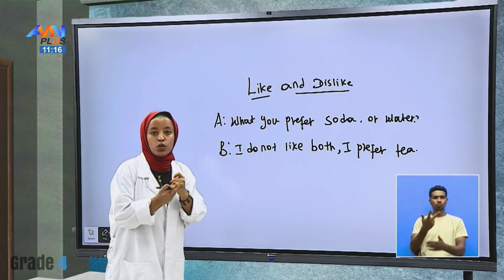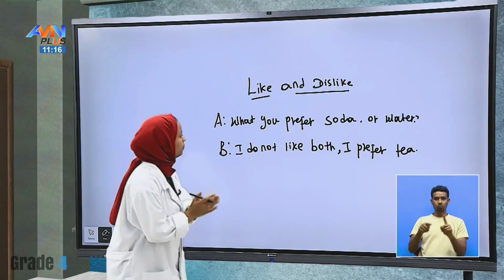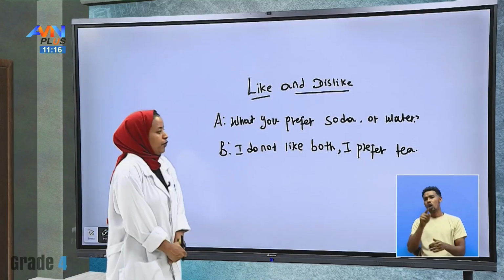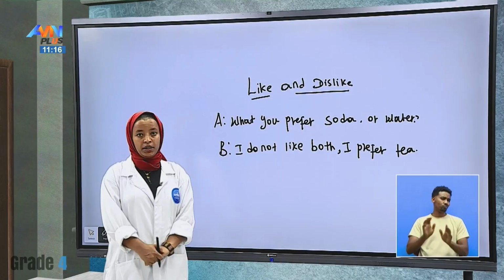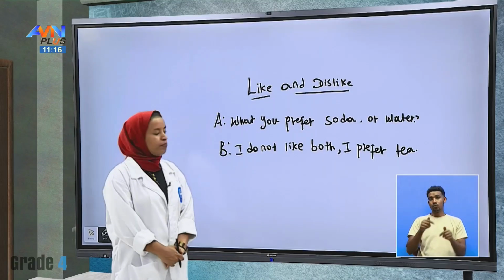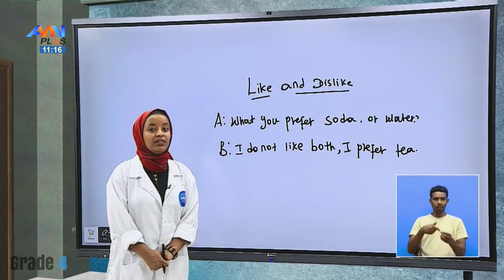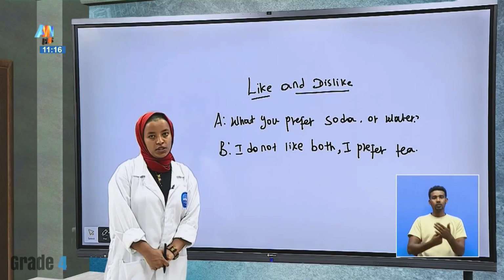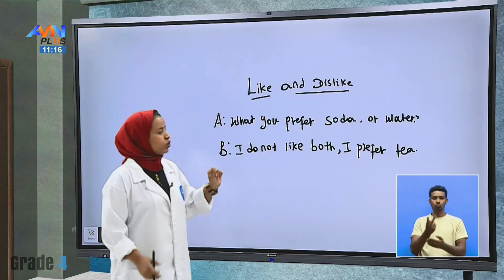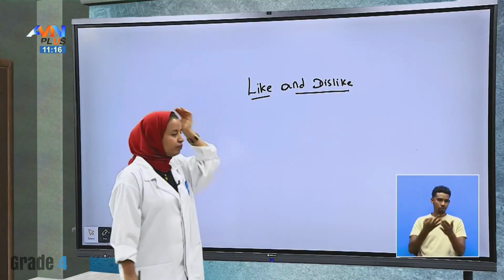Look, students, these are the forms of the three of them. The first one, question interrogative, positive, and also negative form. Look here. What do you prefer, soda or water? Student B said, I do not like both. Means soda or water, for today maybe. And I prefer tea. This is the choice. It talks about prefer. Let me give you one question and let us practice.